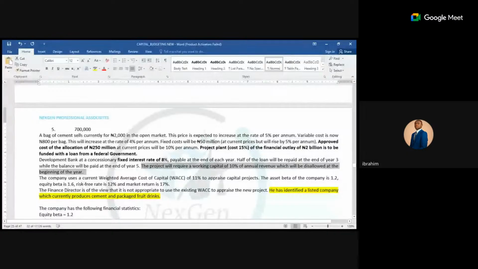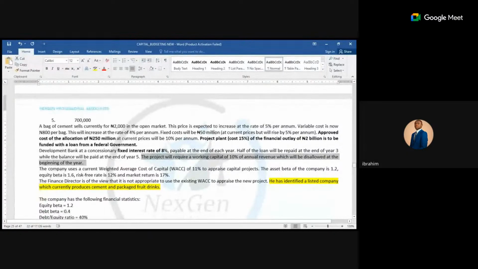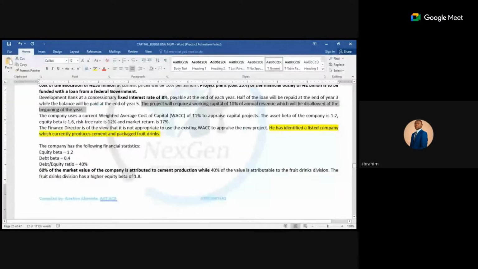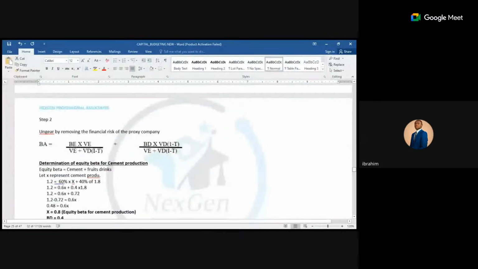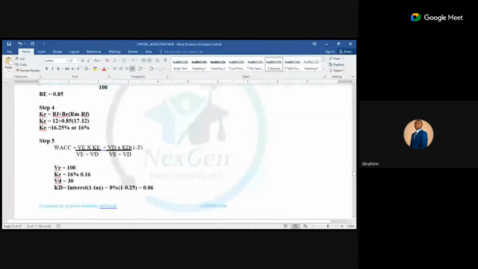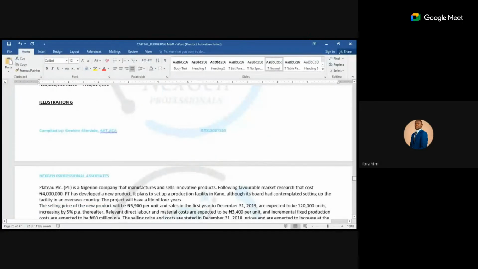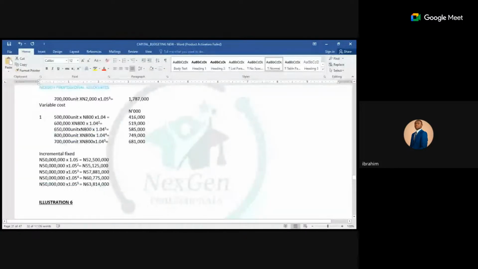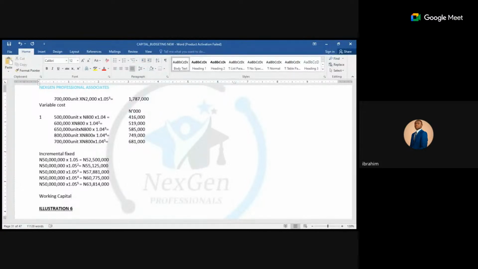So, you know, working capital is usually what you use to run the business, right? Of course, at the beginning of the project, you don't expect to recoup your working capital. Is that not so? That is the reason why they say it will be disbursed at the beginning of the year. So you use working capital throughout the project period, meaning it will be 10% of sales. Is that not so? Yes, sir. Yes, 10%.